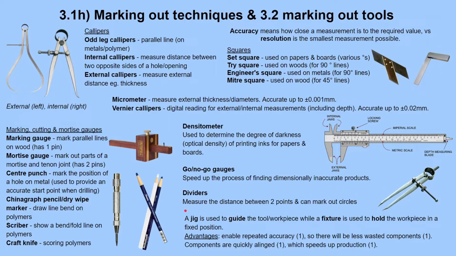And then the final thing that comes up in this topic is jigs and fixtures. A jig is used to guide the tool or the workpiece, while a fixture is used to hold it in place, to hold the workpiece in a fixed position. The advantage of using jigs or fixtures is it enables repeated accuracy. So if you can imagine, instead of having to mark out the same piece or line it up each time, if you just have a block clamped in place, you just hit it against the block, and then you know for sure the workpiece is in the correct location. Enables repeated accuracy, so there will be less wasted components, and components are quickly aligned, which speeds up production.